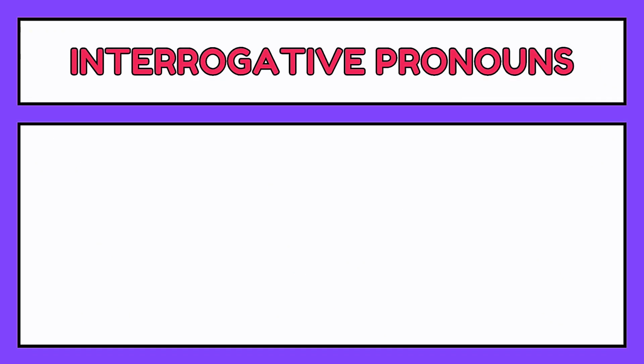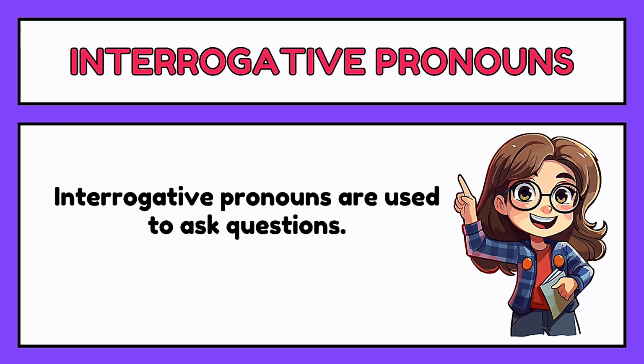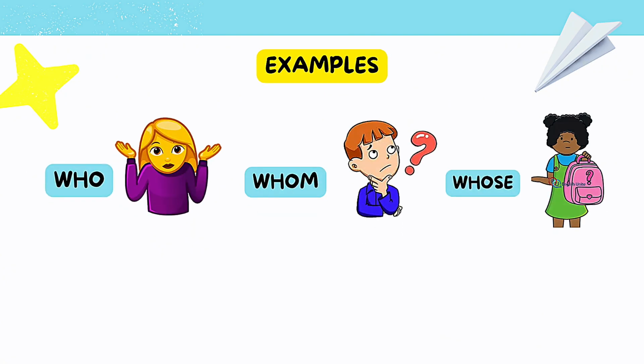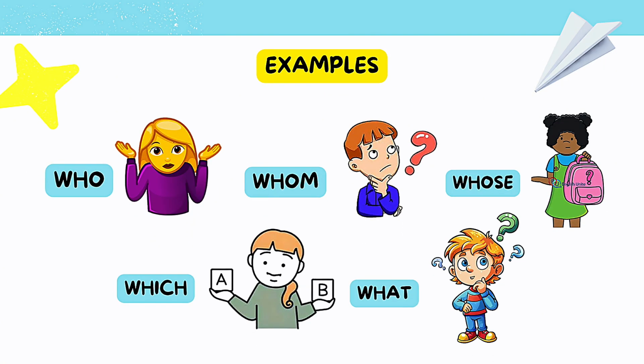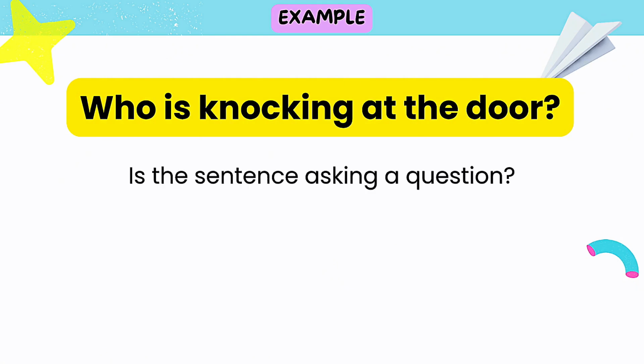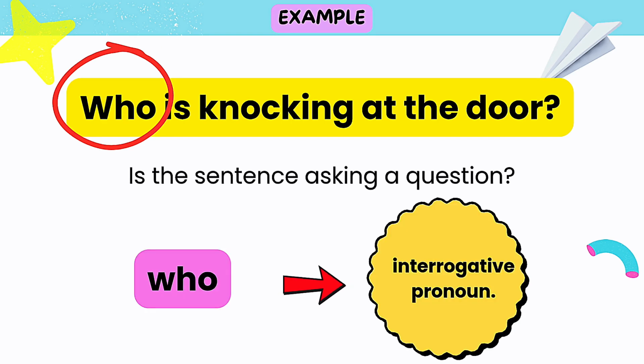4. Interrogative pronouns. Interrogative pronouns are used to ask questions. Examples: who, whom, whose, which, what. Look at this sentence. Who is knocking at the door? Ask yourself, is the sentence asking a question? Yes. The word who is asking about a person, so who is an interrogative pronoun.